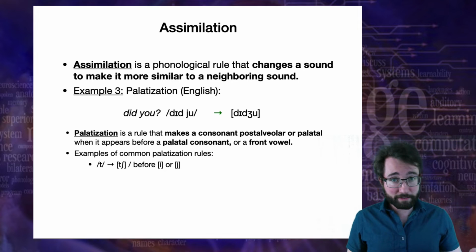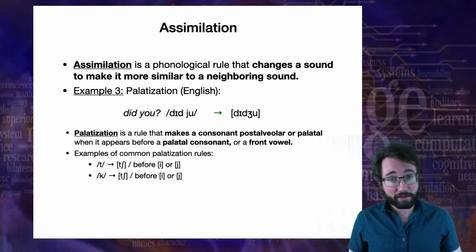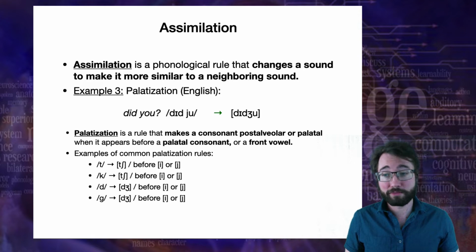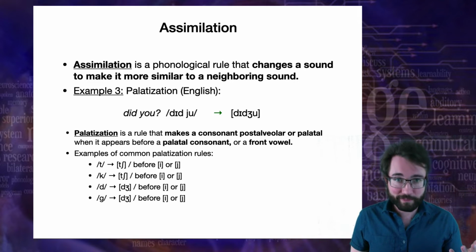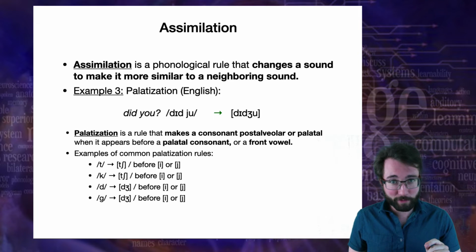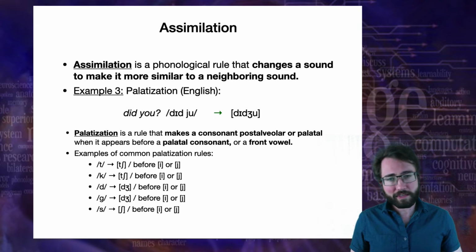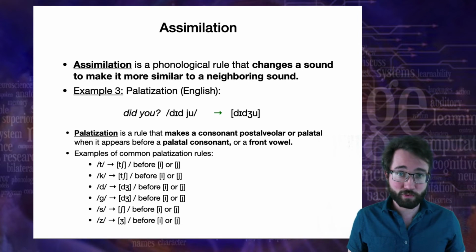You have stuff like a t becoming a ch when it appears before the sound e or the sound y. K becomes ch before e or y. D and g both become j when they appear before e or y. This is something that happened historically in the English language, which is why we have words like general, which are spelled with a g because they were originally pronounced with a g, but the sound is now j. That's a palatalization rule. And s becomes sh when it appears before e or y. Z becoming zh when it appears before e or y. Palatalization, very, very common kind of assimilation rule.